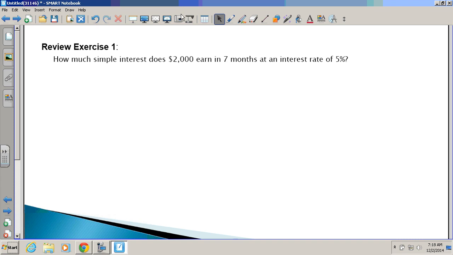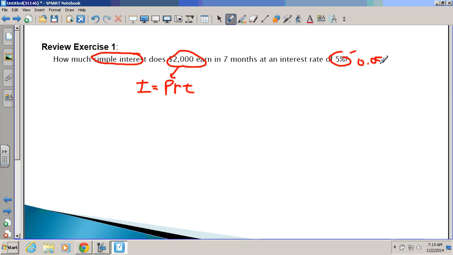Alright, so we want to know how much interest, simple interest. I saw simple interest there, so that means I'm going to use a simple interest formula. I'm just looking for the interest. So the interest equals principal times rate times time in years. So $2,000 would be my principal. The rate is going to be 0.05. That would be my rate.